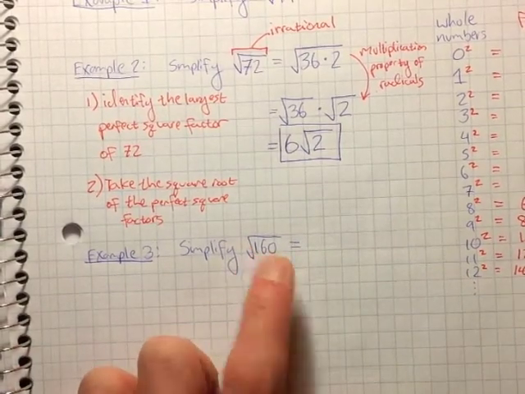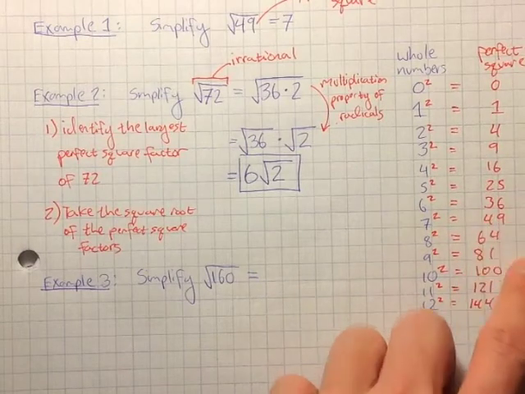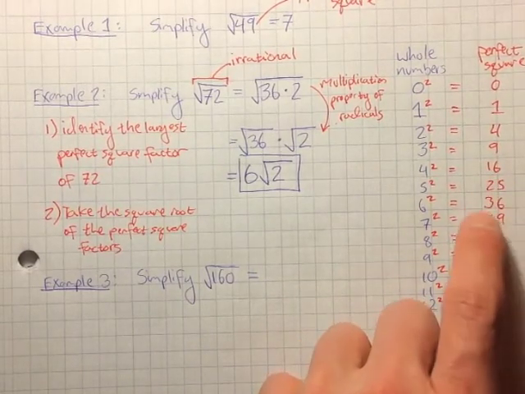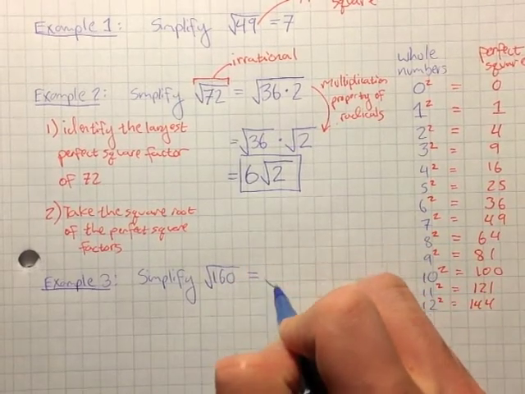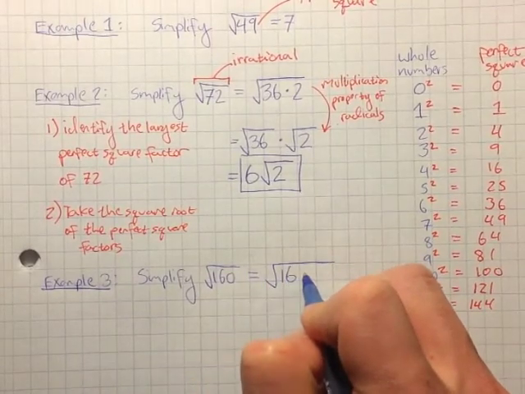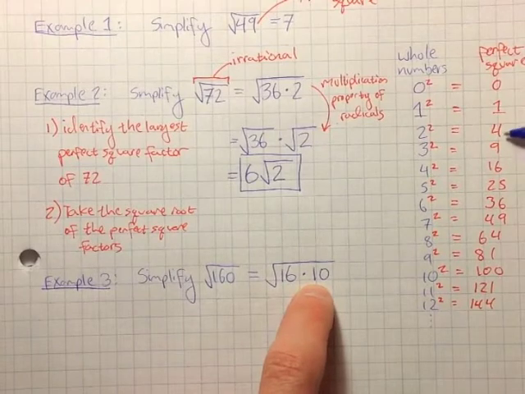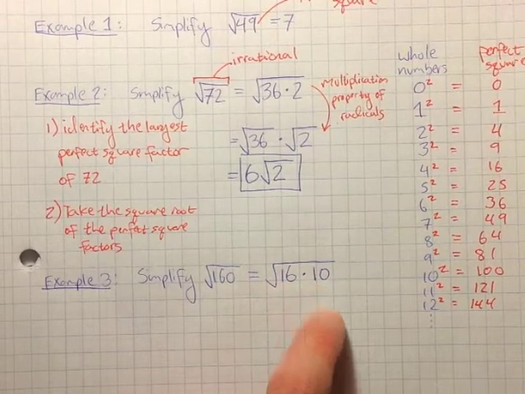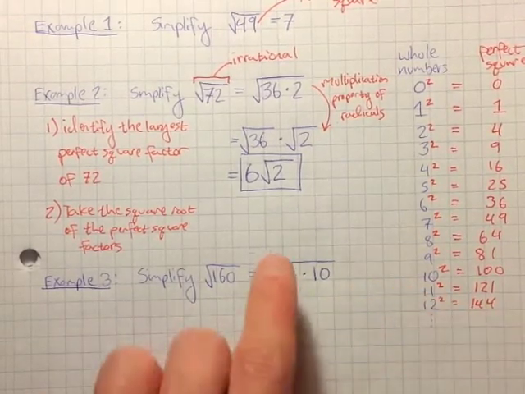Let's see. Are there any perfect square factors of 160? Well, 16 might work. That's probably going to be the biggest one. Okay? So we can rewrite the square root of 160 as the square root of 16 times 10, right? So we can look at the 10 now. 10 does not have any perfect square factors, of course, except for 1, but that's not going to help us out. Okay, so now we're going to split this radical into two parts.